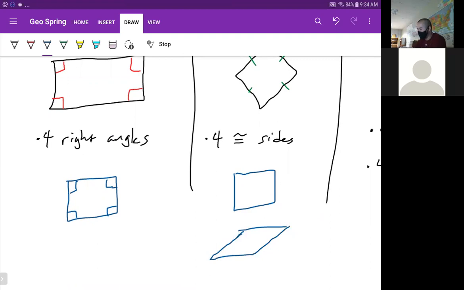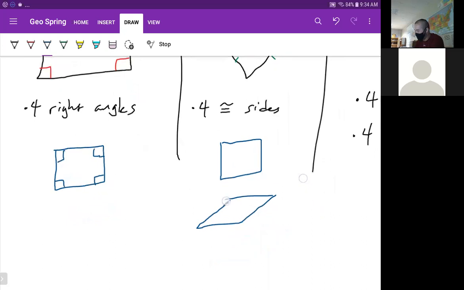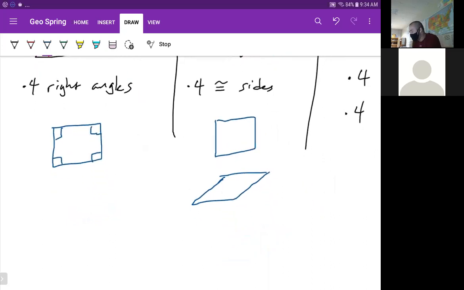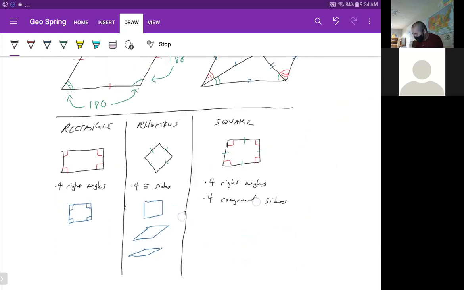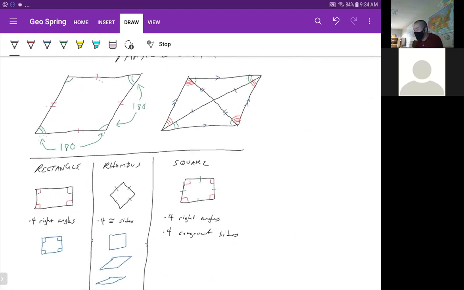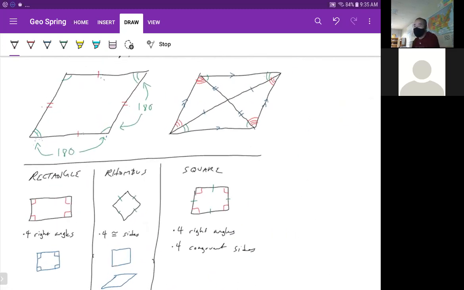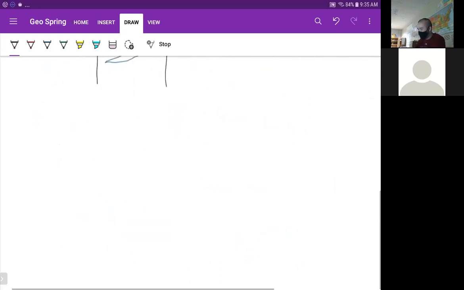If you guys are in person, I can show you what this looks like better, but it's okay. You could even squish it a lot. As long as all the sides are the same length, that's still a rhombus. So these are the properties you need to know for what we're doing today. Let's do some examples.